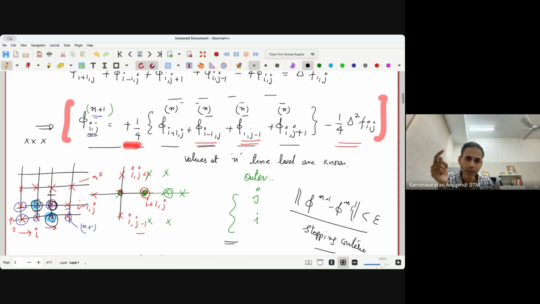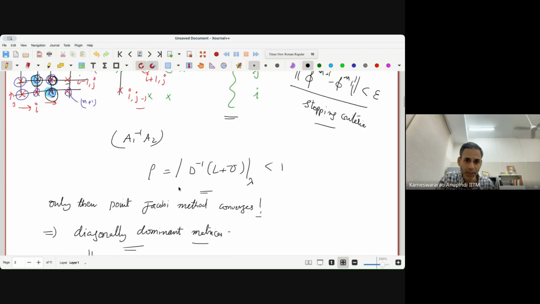So what the Gauss-Seidel method proposes is that because you have the values of phi i minus 1, j and phi i, j minus 1 being updated in the n+1 iteration itself, right? So it makes sense to use the updated values of phi i minus 1, j and phi i, j minus 1. That means use them at the n+1 time level instead of at the nth time level. Okay. So that is the modification that the Gauss-Seidel method does.